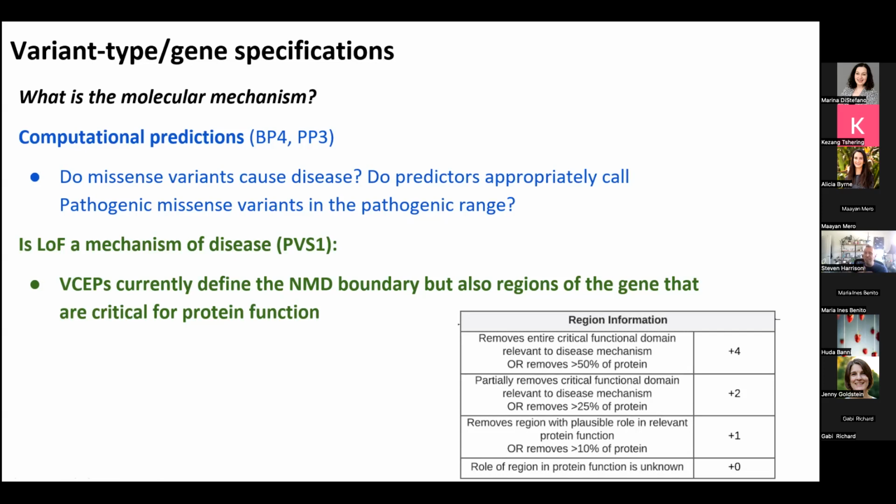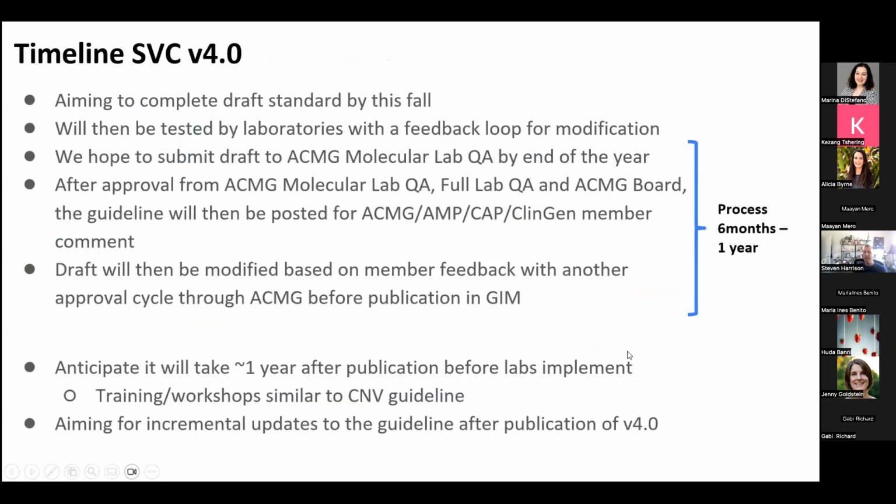So anything that BSEPs are working on right now will not be in vain; these gene-specific components will still be necessary even with the next version of the guidelines. And then, just overall timeline, we are hoping to complete a draft version by the fall and then have laboratories start testing it out to get some feedback.